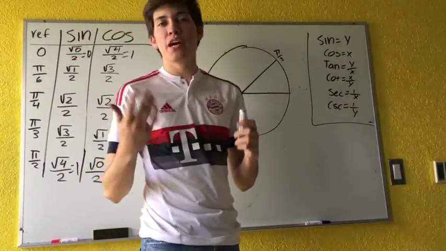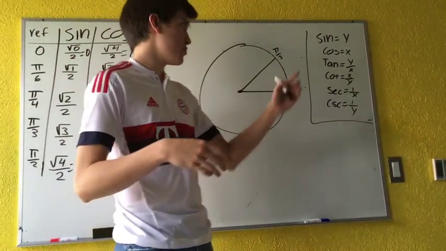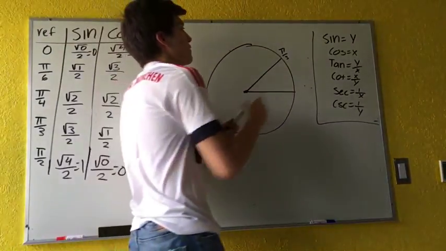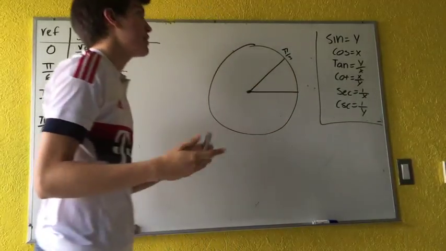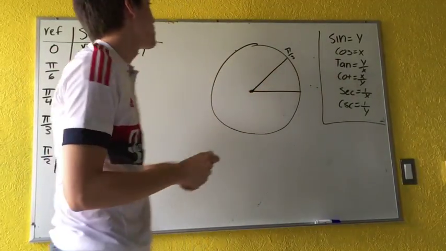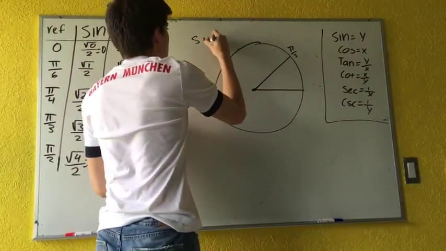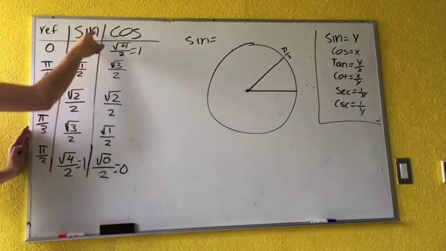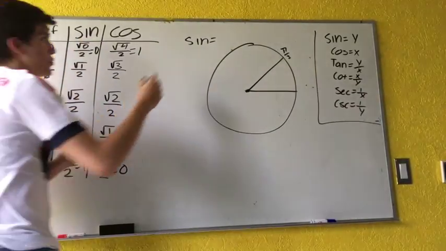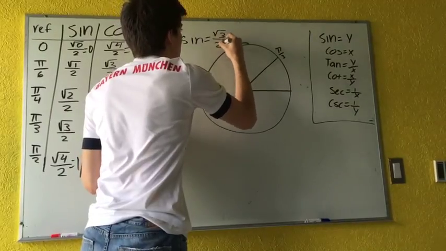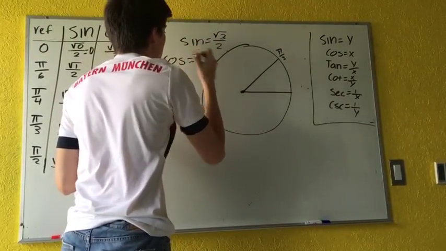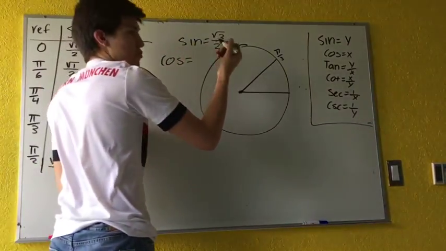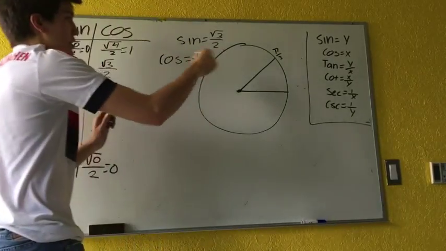Now I'm going to teach you how to obtain the values of the trigonometric functions using reference values. So for example, if we have pi over 3, we want to obtain all these functions. For sine, we know that sine is y. So we go to our chart and we have that sine is equal to root square of 3 over 2. Cosine, that's equal to x. That's going to be root square of 1 over 2. That's equal to 1/2.